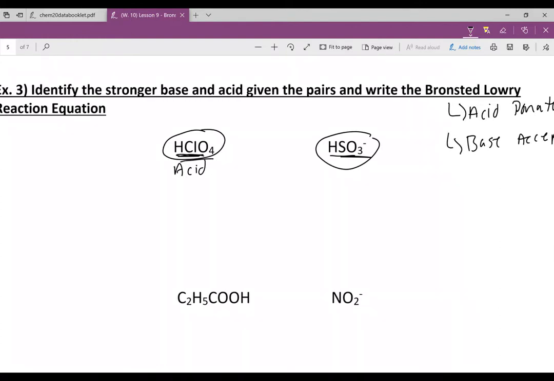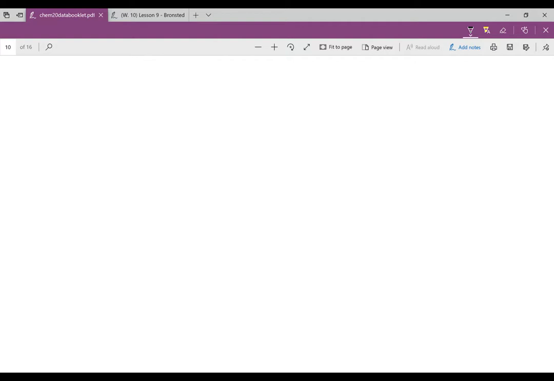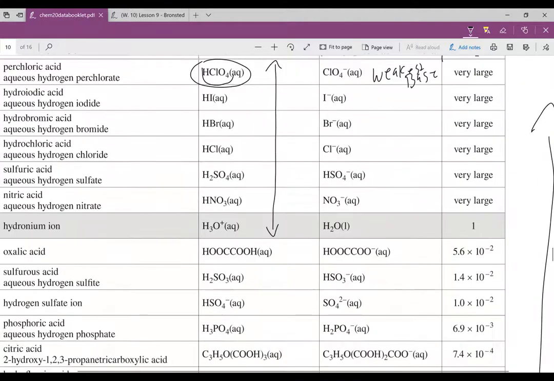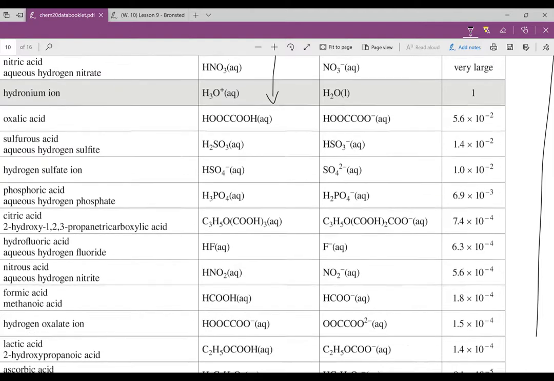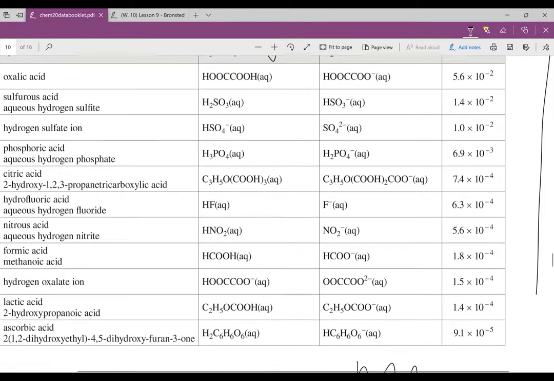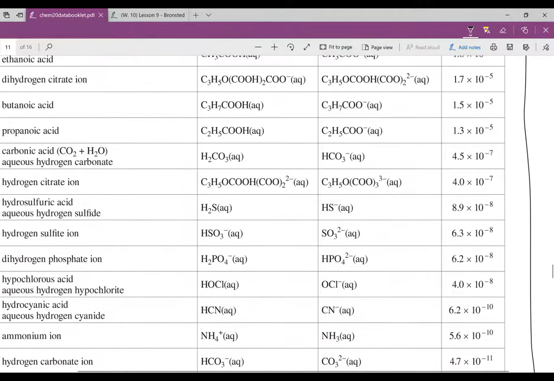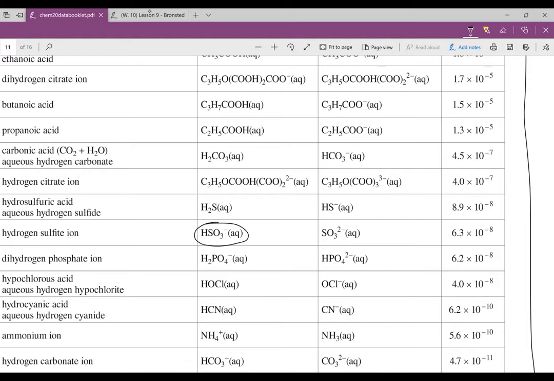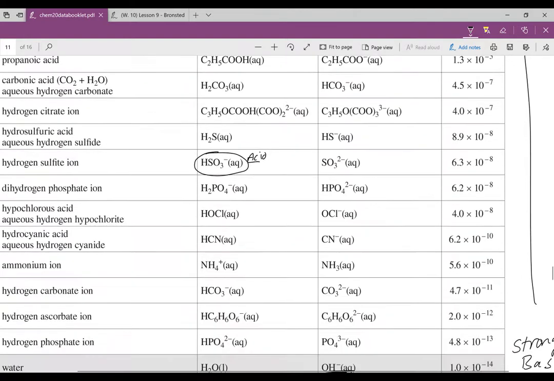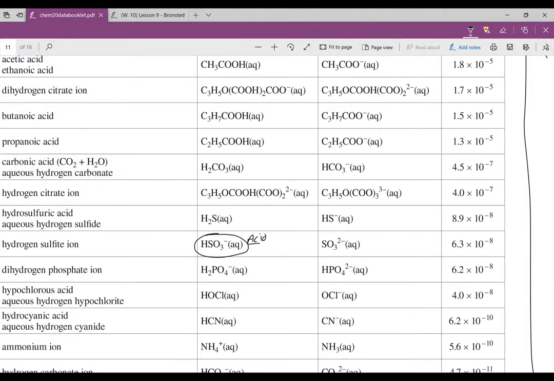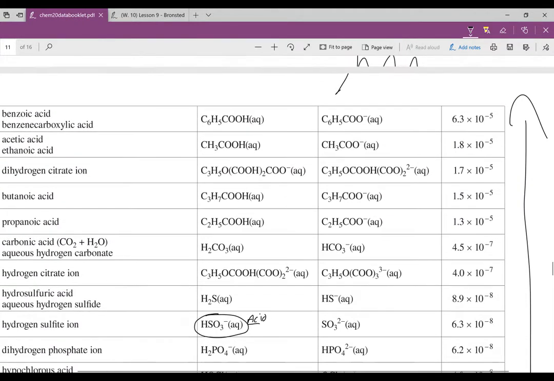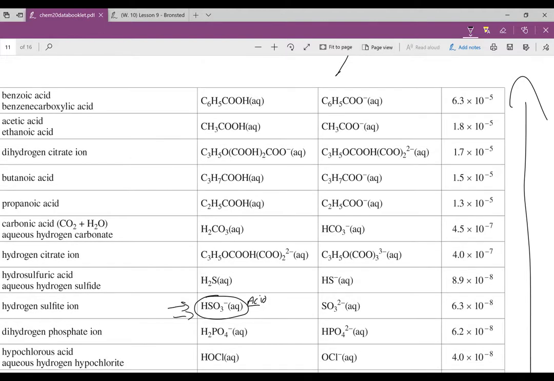Now HSO3 negative, we want to make sure that thing can react as a base. So if you go to your booklet, you're going to be looking for HSO3 negative. Okay, so if we're scrolling, HSO3 negative. Okay, so right now it can act as an acid, but it's not the stronger acid, okay? So that means it's definitely going to have to be the base. So we're going to have to look around and try and find where it's acting as a base, because right now this is not acting as a base. This is acting as an acid due to it being on the left-hand side.